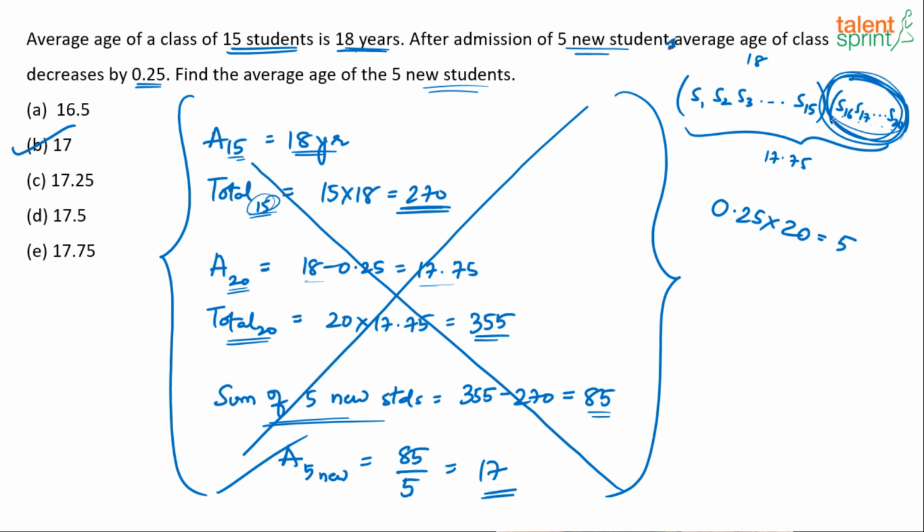When these 5 guys joined, the total loss of the group was how much? If they had joined with 18 each, there would not have been any loss. They joined with something less. Every person lost 0.25 because the average became 17.75. Average reduced by 0.25, right? So every person in the group lost 0.25, including these 5 persons. So 0.25 times 20. There are 20 persons in the new group now. 5 years were lost. I have understood that the group lost 5 years.